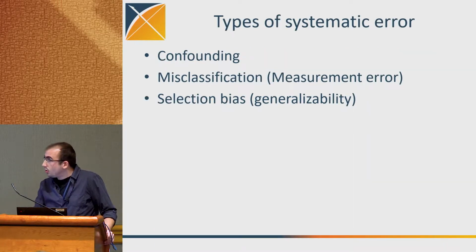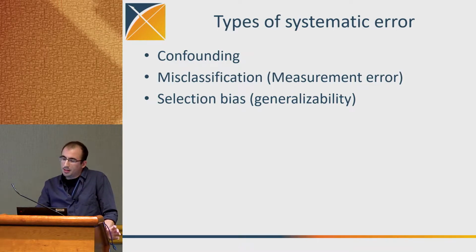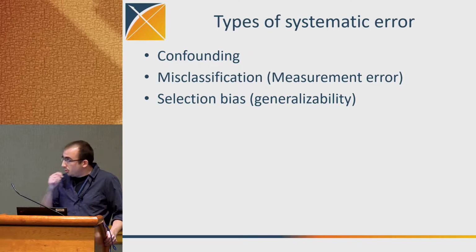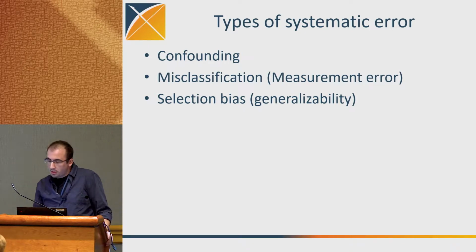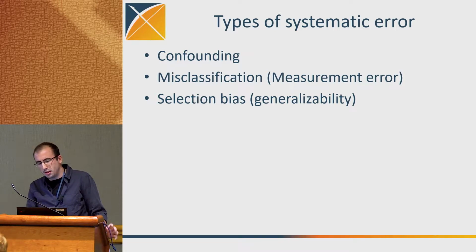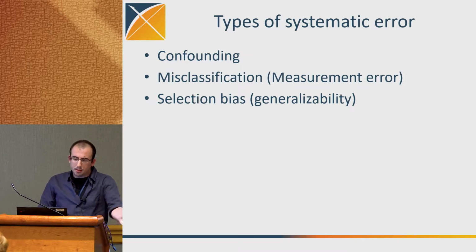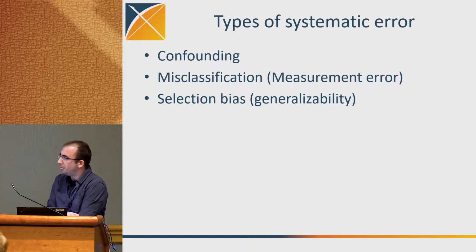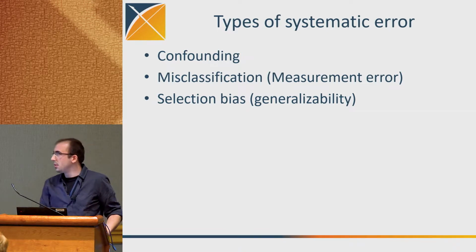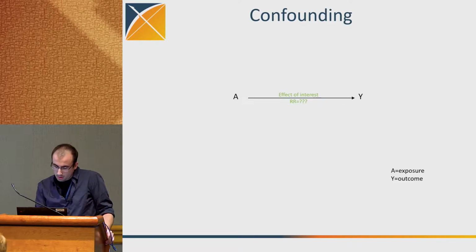So there are three major types of systematic error that we want to try and assess in this talk. First of all is confounding, second is measurement error, and the third is selection bias. I'm sure that most of you are familiar with all of these at some level.